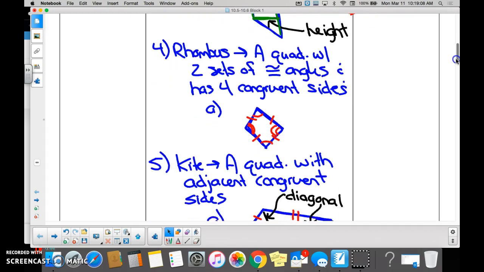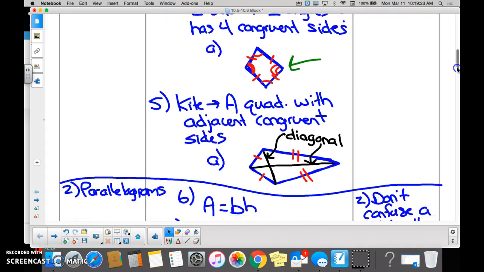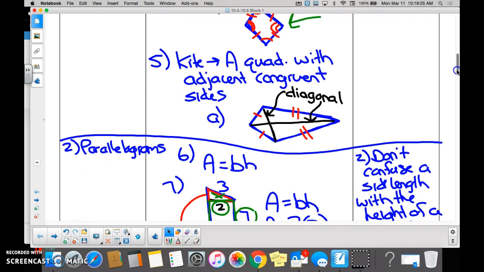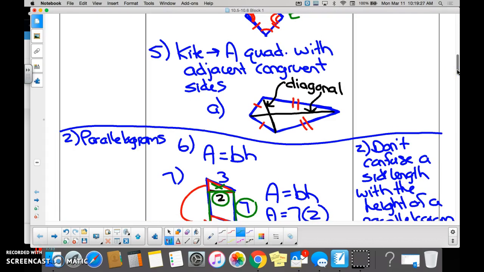A rhombus is just like a square, except it's a smushed square, right? Yes. It also looks like a lady's best friend, a diamond. Kite: what are these two lines that are crisscrossing non-consecutive vertices? Diagonals. Is it important to know diagonals? Yes.